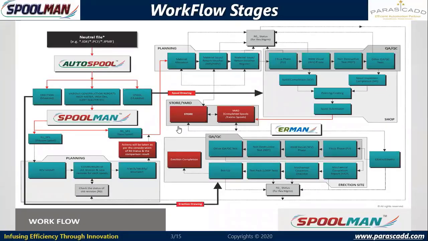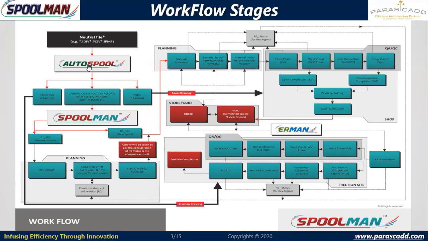Now this is the basic workflow of Spoolman Erman, where the input will come from neutral files, IDF file, PCF file, or IPMF file, generally generated from 3D plant design systems like PDS, PDMS, SP3D, E3D. That will be taken into Auto Spool, that is our sixth product, which will generate spool drawings, erection drawings, and bill of materials.